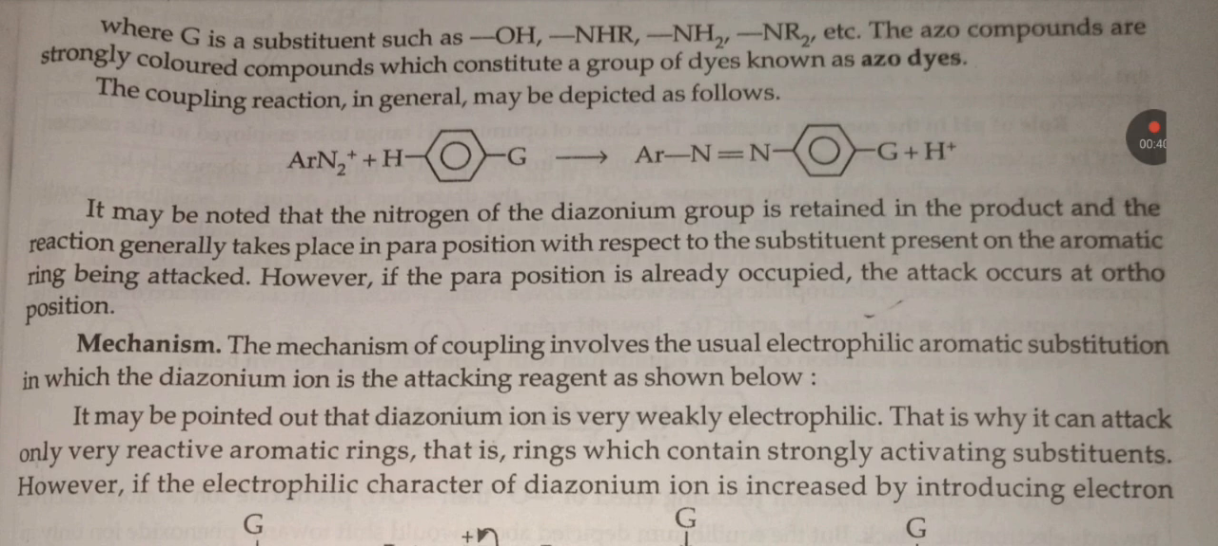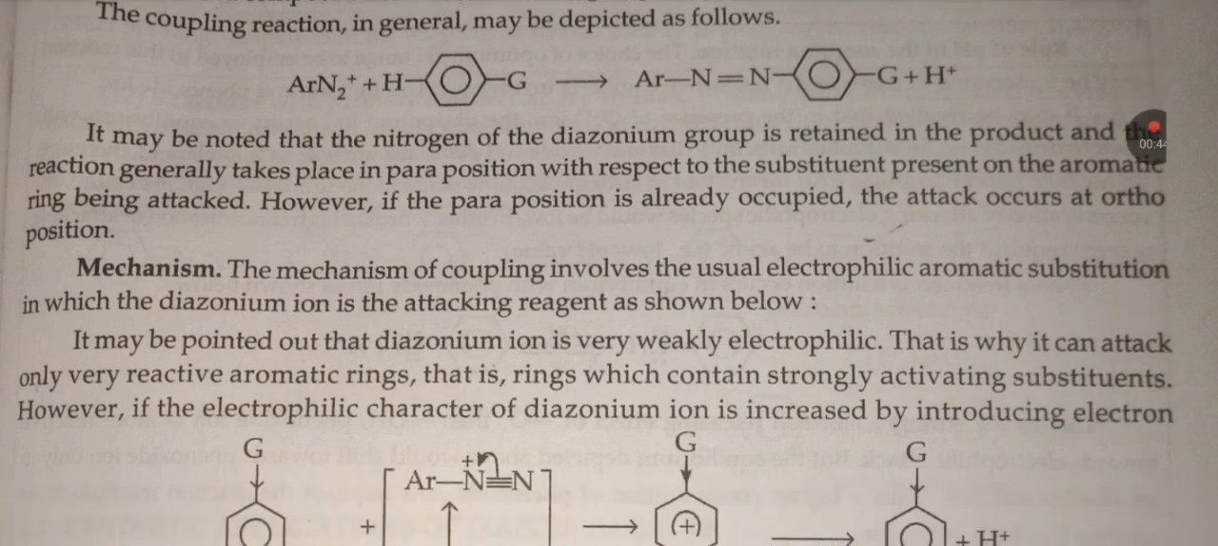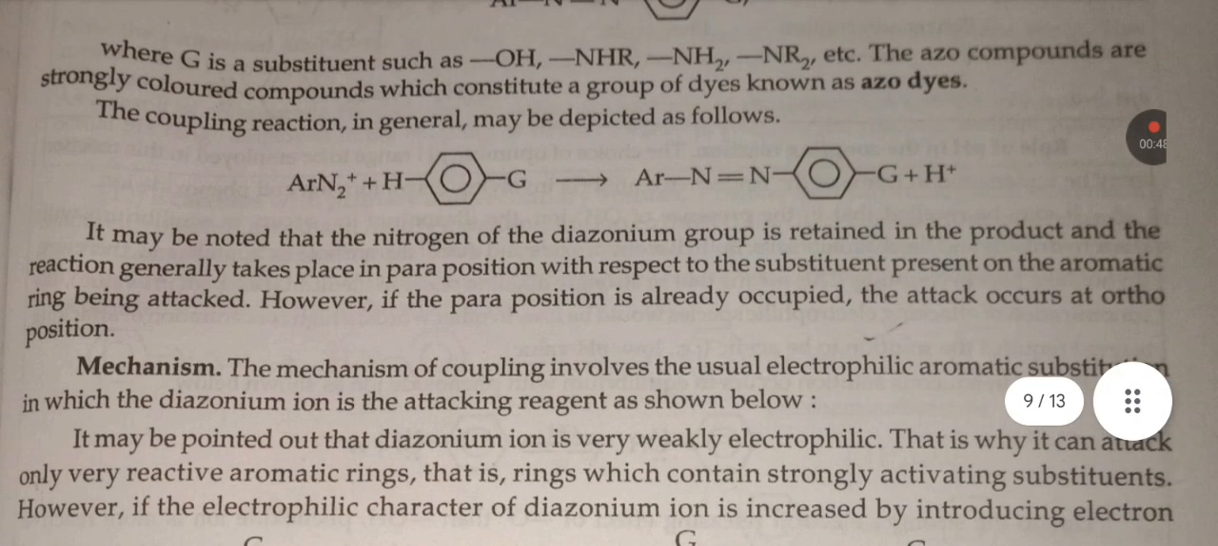It may be noted that nitrogen of diazonium salt is retained in the product and the reaction generally takes place in para position with respect to the substituent present on the aromatic ring being attacked. However, if the para position is already occupied, the attack occurs at ortho position.